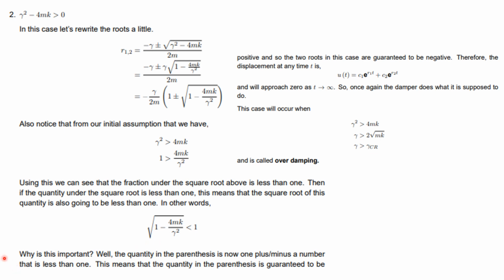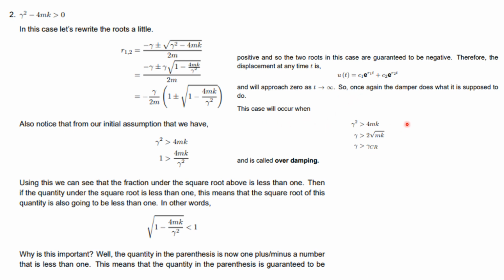And you can say, well, why is this important? Well, the quantity in the parentheses tells us that 1 plus or minus a number less than 1 is guaranteed to be positive. Think about this. And so the two roots in this case are guaranteed to be negative. So therefore r1 and r2 are still negative exponentials, and again, as t goes to infinity, this will approach 0. So the damper again does what it's supposed to do.